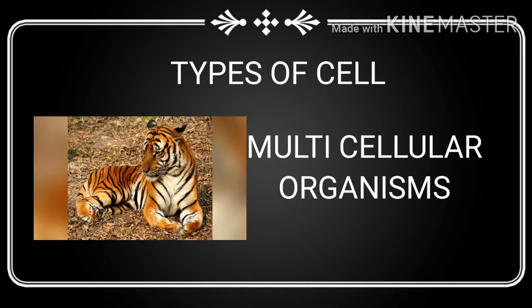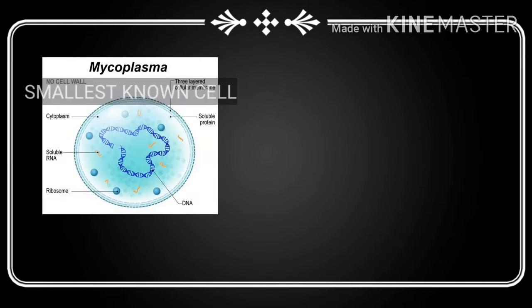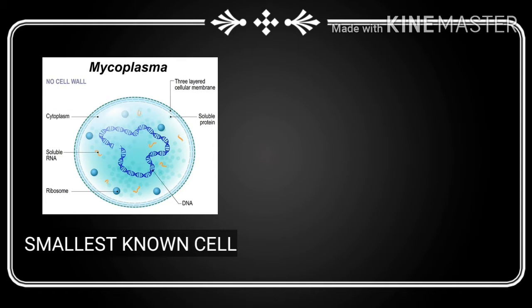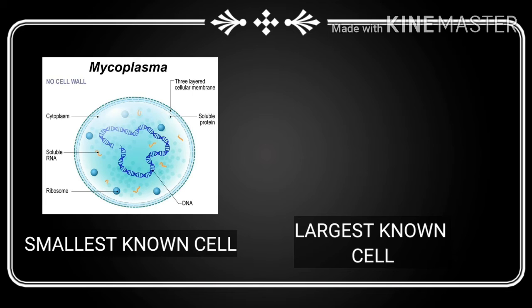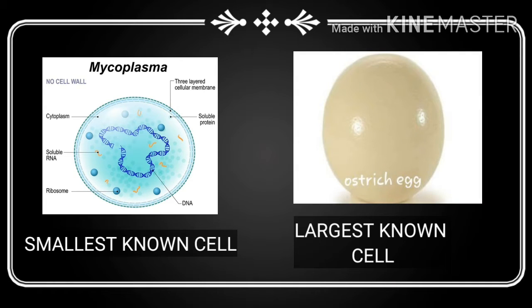Example, human and tiger. Now, you must know that mycoplasma is the smallest cell, and the largest cell which exists is, can anyone tell me? It is the egg of an ostrich.